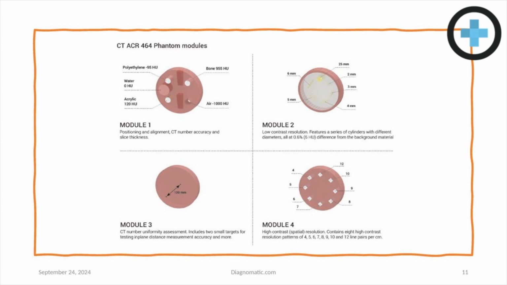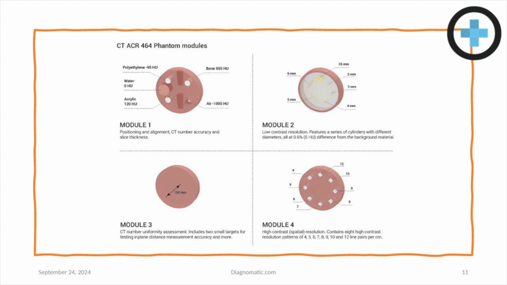Module 2 is used to assess low contrast resolution. This module consists of a series of cylinders of different diameters, all at 0.6%, or 6 Hounsfield units, different from a background material having a mean CT number of approximately 90 Hounsfield units. The cylinder background contrast is energy independent. There are 4 cylinders for each of the following: 2 millimeters, 3, 4, 5, and 6.